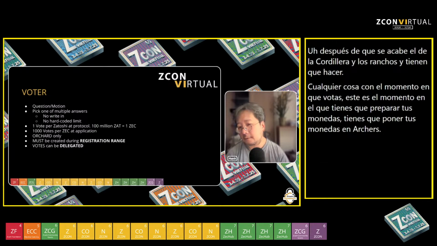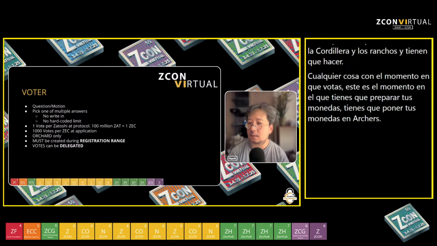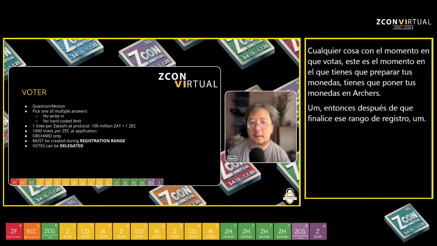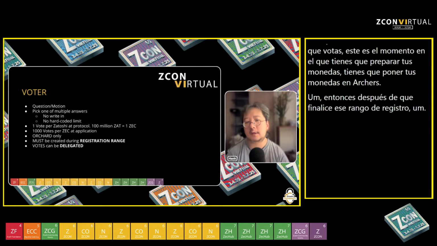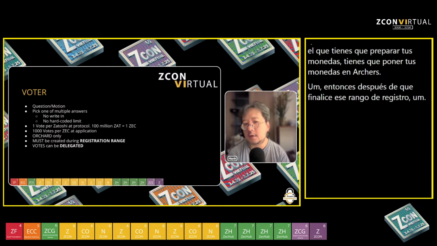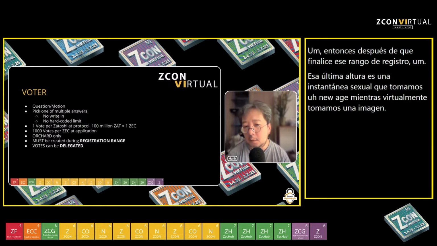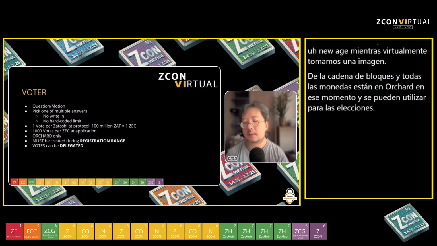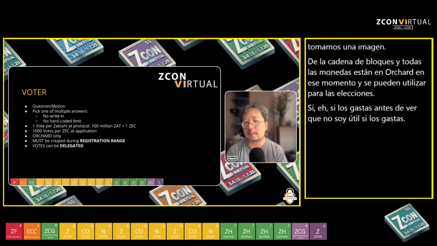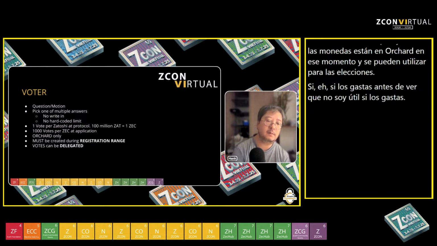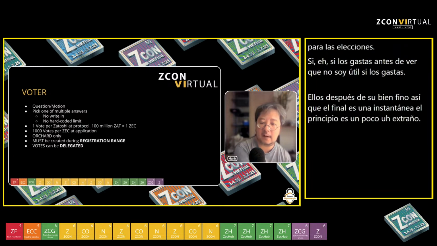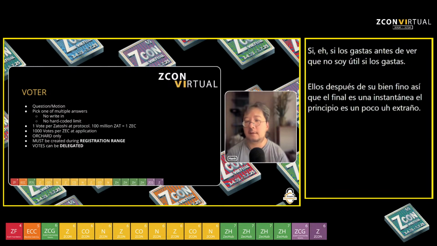After the end of that registration range, that last height is essentially a snapshot. Virtually, we take an image of the blockchain, and all the coins that are in Orchard at that point are usable for the election. If you spend them before, obviously they are not usable. If you spend them after, it's fine. So the end is a snapshot. The beginning is a bit stranger. The beginning means that if you have Orchard funds that you acquired before that date, they are not usable either. So bear that in mind.